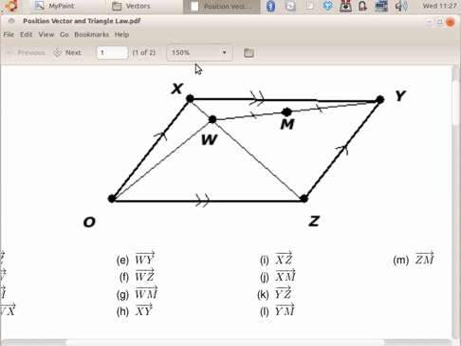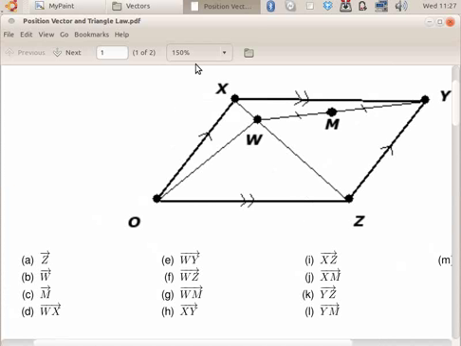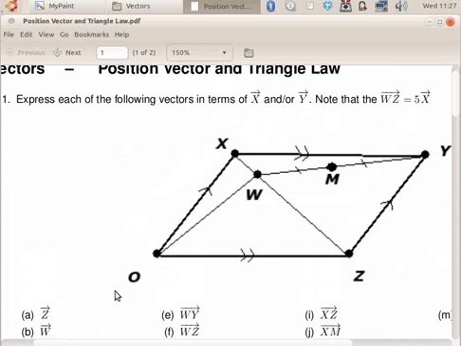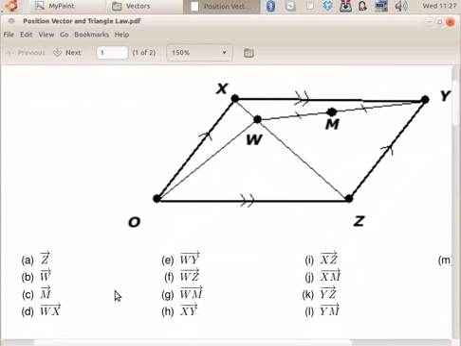Okay, so let's have a look at some examples now. I'll just flick between this and my questions. The question is, if you remember the last time, I said any vector can be written as the sum of 2 non-parallel vectors. So for this one here, I want you to write all these vectors in terms of x and y. So let's start off with z as an example.